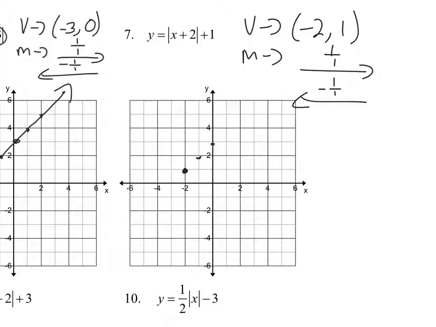And then we'd go up 1 to the right one, up 1 to the right one, and so forth. Or if we're going to the left of the vertex, we'd go up 1 to the left one, up 1 to the left one, up 1 to the left one, and so forth. And this would be your line.